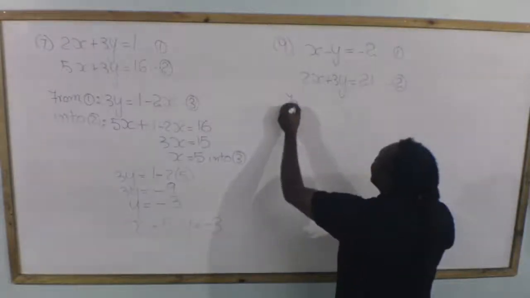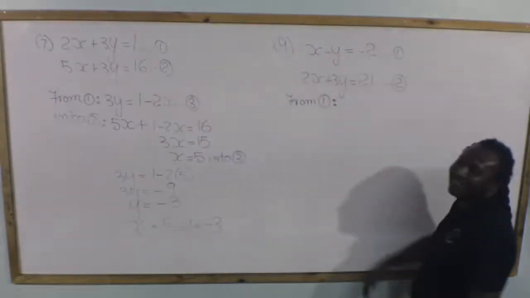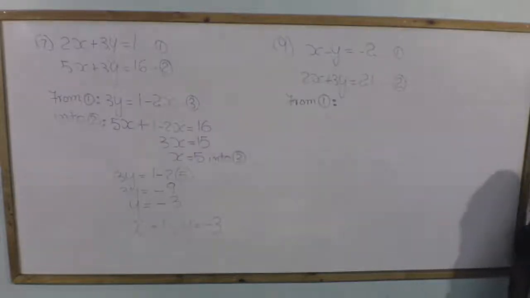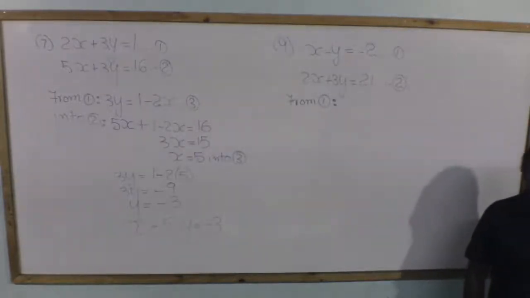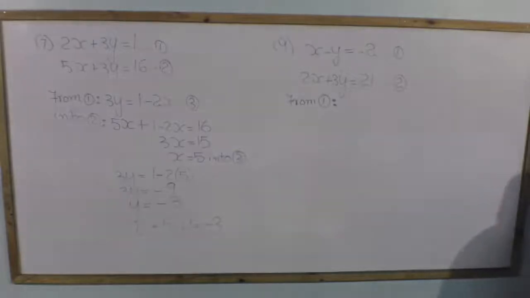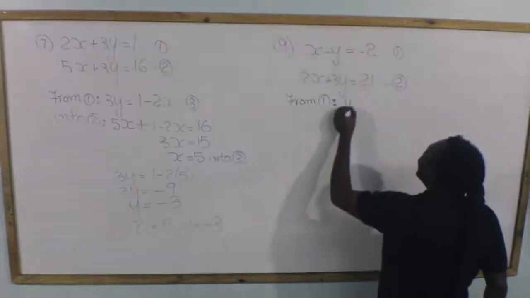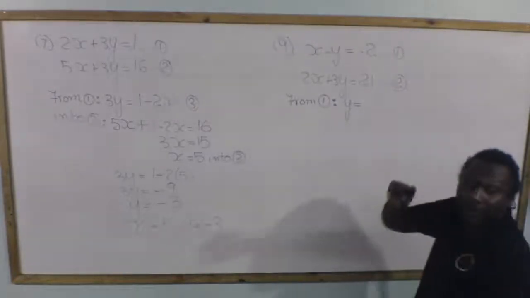I'm going to say from equation 1, what do we say? I have a feeling what you will say, but I will say something different, I think. From 1, do you say x is equal to or y is equal to? And what will it be equal to? I would say y is equal to.